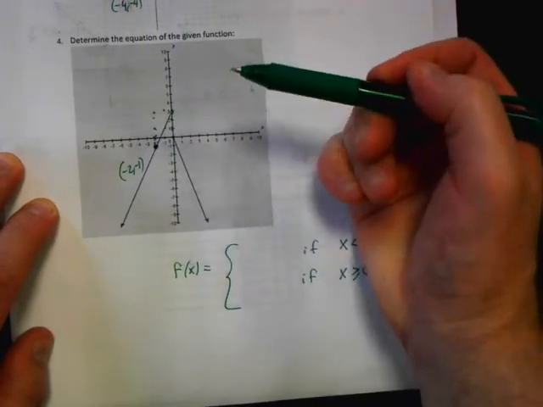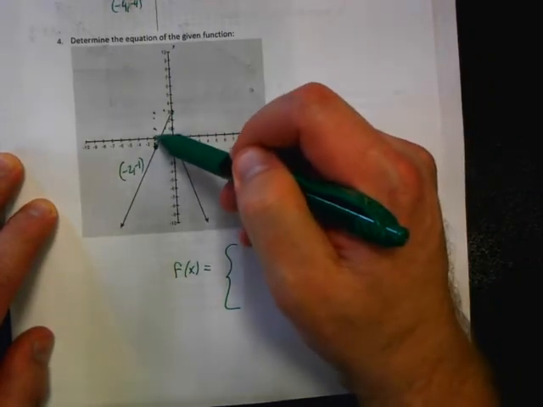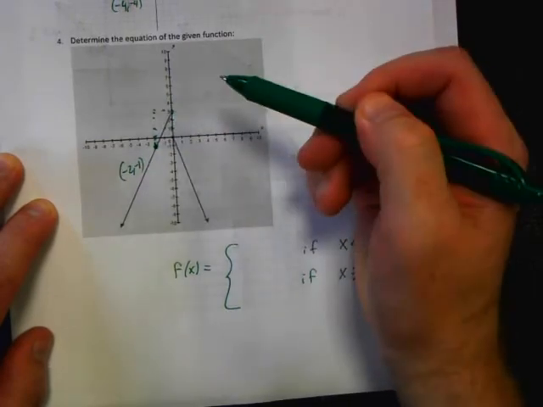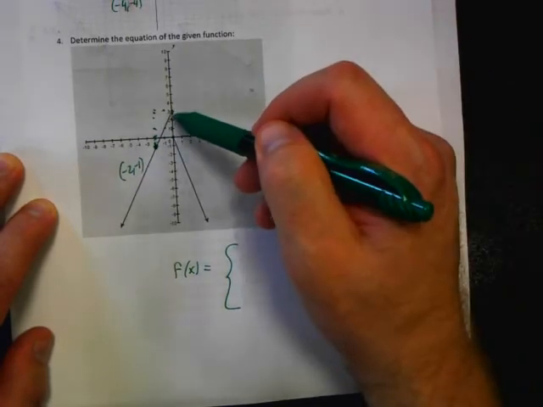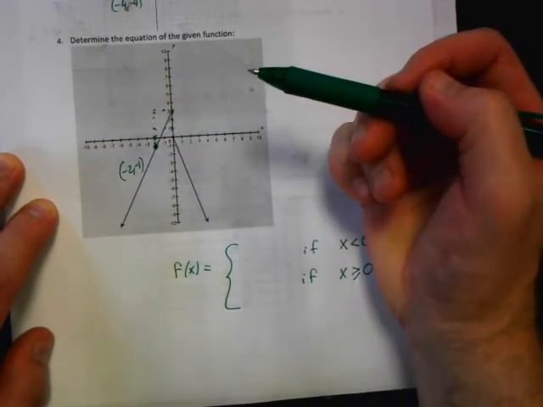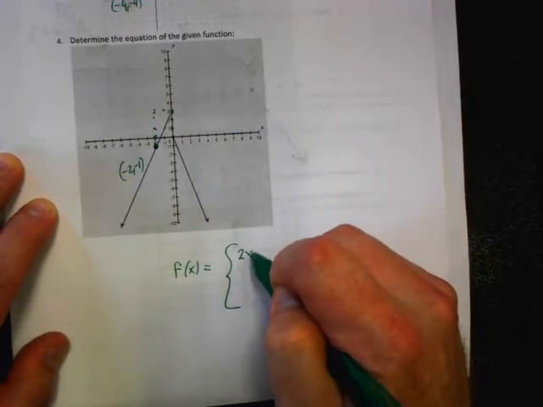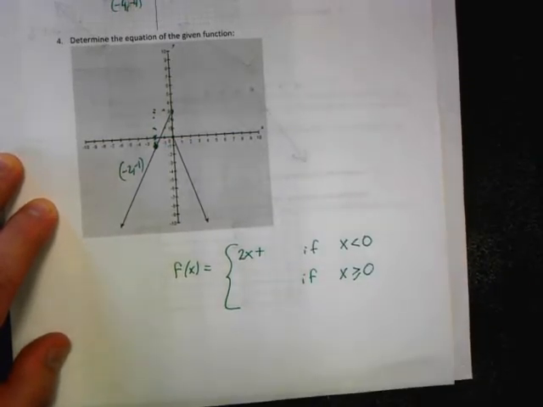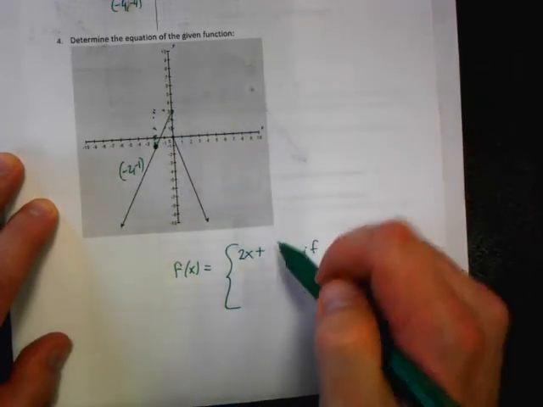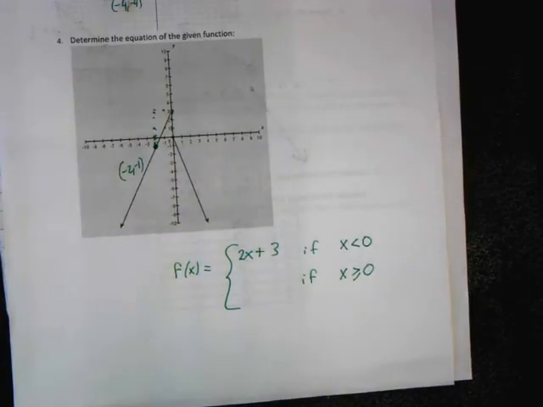My slope looks like it's 2. Agreed? So my slope is 2, so that's 2x plus, what's my intercept? 3. It crosses right at (0, 3), doesn't it? So there's the first line.